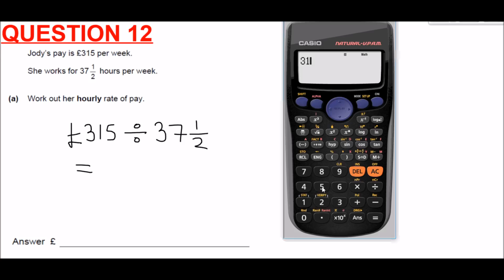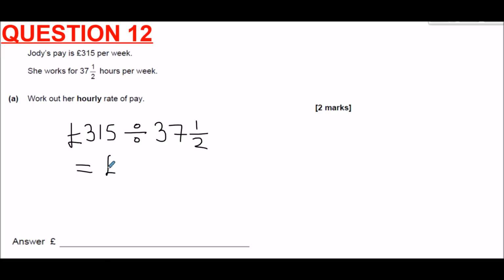So we do 315 divided by, and then we press shift, and if you look at this function here, that allows us to type in mixed numbers. So 37 and a half, and press equals 8.4. That represents £8.40. So her hourly rate of pay is £8.40.